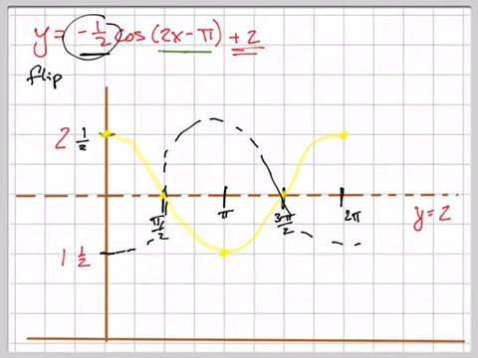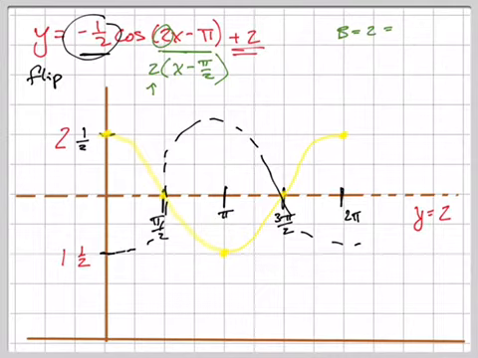This is the phase shift. So there's a couple ways you can do it. Here's what I like to do. I like to factor out this leading coefficient, and that gives me an equation that shows me two different things. My b, which helps me with my period. So b equals 2. The period equals 2 pi over b, which is 2 pi over 2, which is just pi.